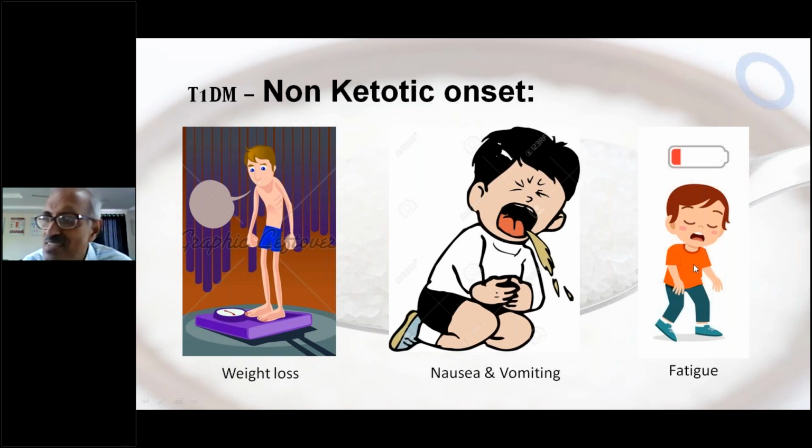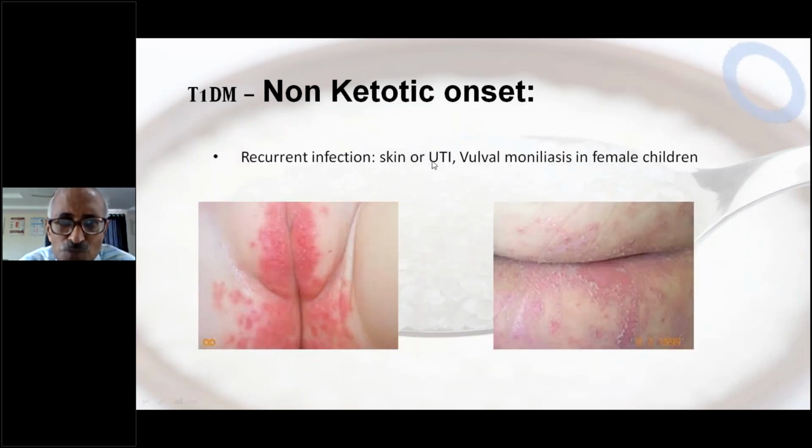And fatigue, because the cells are starved in spite of a high glucose. So the battery is down, you see. Tiredness is a very typical manifestation of a child with type 1 DM. And there can also be recurrent infections, most commonly skin and urinary tract infections, and vulval moniliasis in female children. There are perianal infections, all these various cutaneous infections. These are the clinical manifestations the child first comes with.